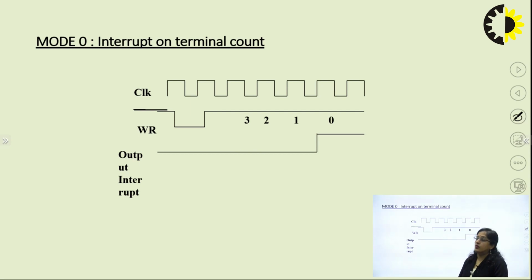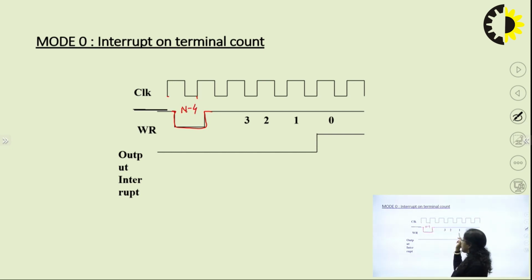There are 6 modes. The first mode is mode 0, that is interrupt on terminal count mode. In this mode we will first load the counter register with some value. The write signal will be active low in the first clock cycle. In this figure we have loaded the value 4, so N will be 4.